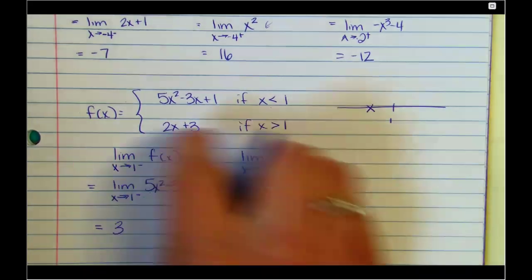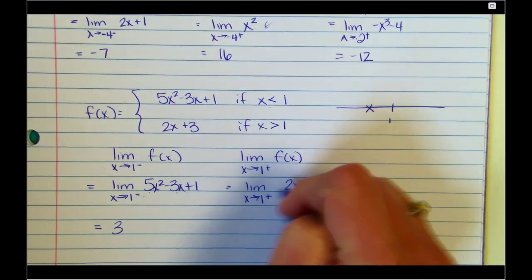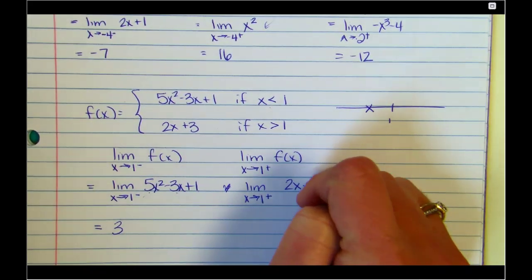Okay, from the right then is the only other piece I give you. I got this one. What is it? It's 5.